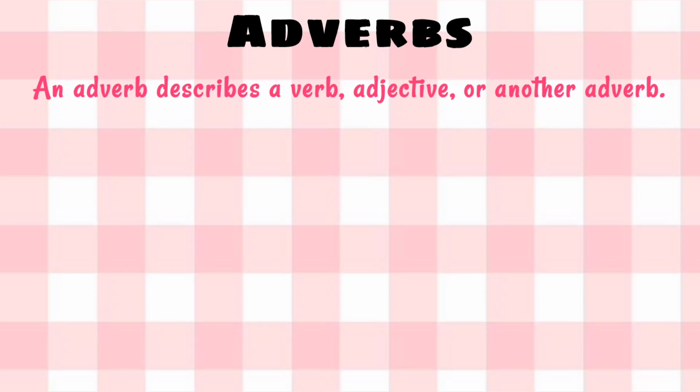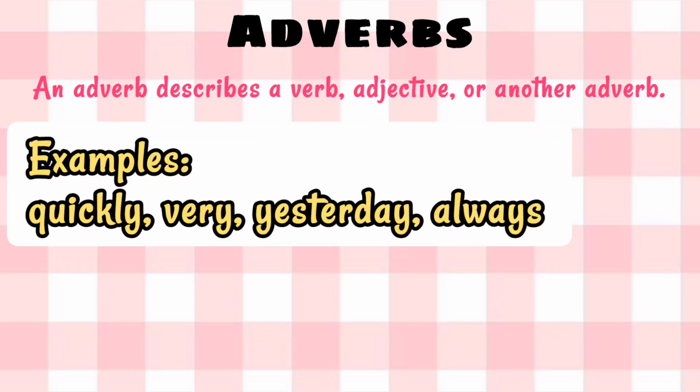Let's look at adverbs. An adverb describes a verb, an adjective, or another adverb. You see the difference between adverbs and adjectives. Adjectives describe nouns or pronouns, but here we say an adverb is going to describe a verb or an adjective or even another adverb. Examples of adverbs include quickly, very, yesterday, and always.